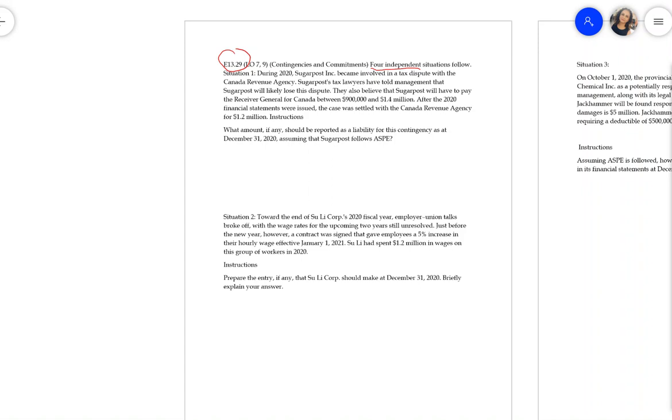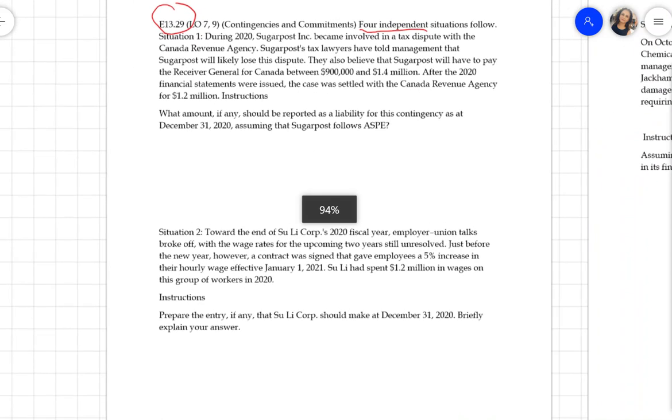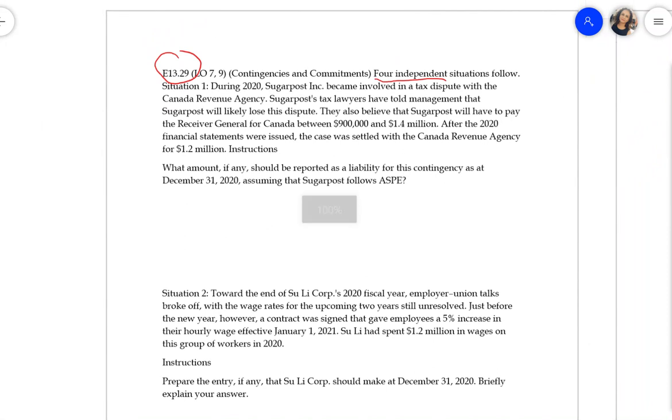During 2020, Sugar Post Inc. became involved in a tax dispute. So the company in 2020 was involved in a tax dispute with the CRA. Sugar Post's tax lawyers have told management that Sugar Post will likely lose this dispute. So the first phrase is "will likely."